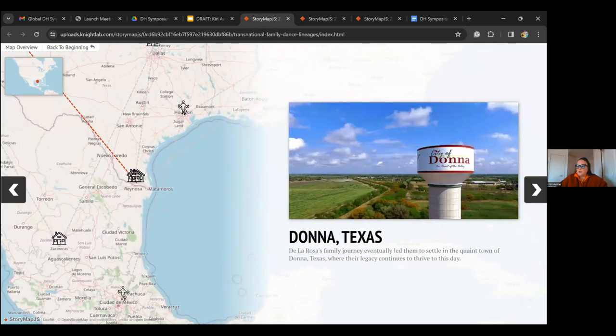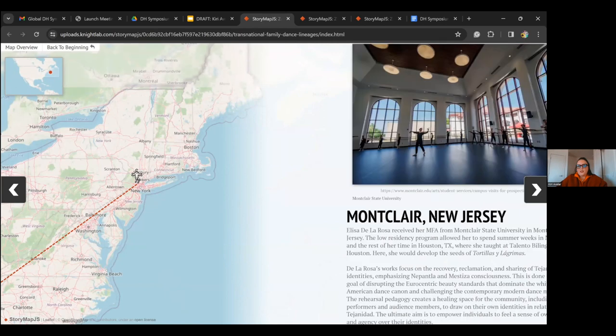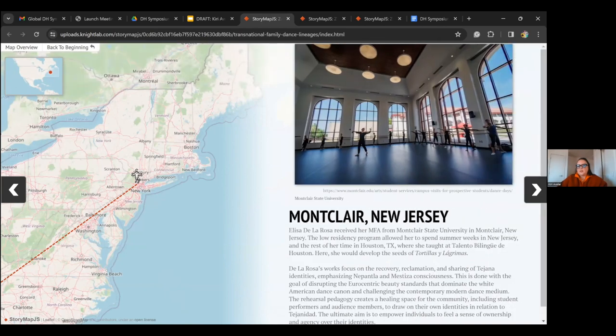De La Rosa's work, which she created during her graduate studies in Montclair, New Jersey, focuses on the recovery, reclamation, and sharing of Tejana identities. Her rehearsal pedagogy creates a healing space for the community, including student performers and audience members, to draw on their own identities in relation to Tejanidad. Her aim is to empower individuals to feel a sense of ownership and agency over their identities.